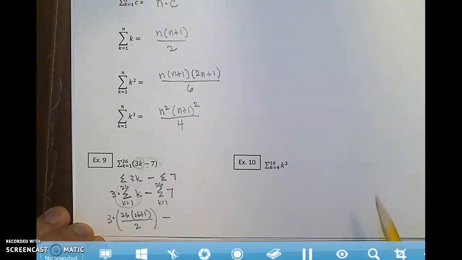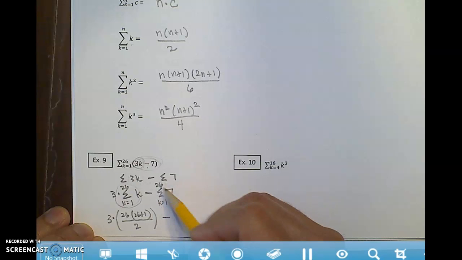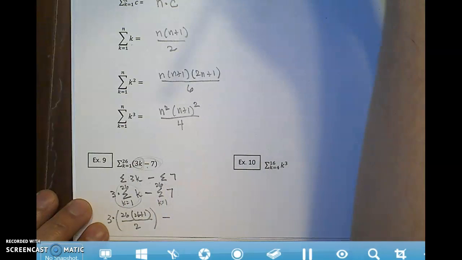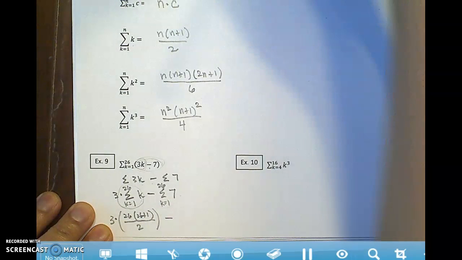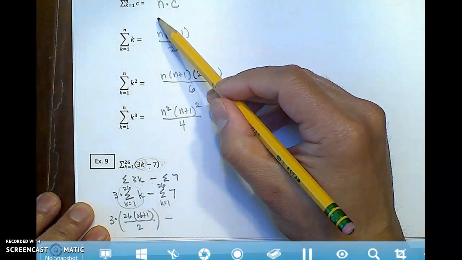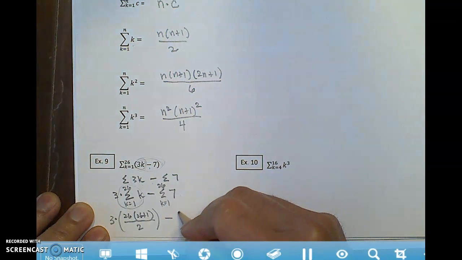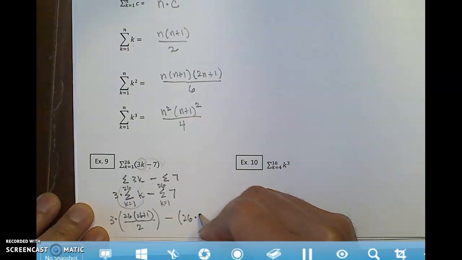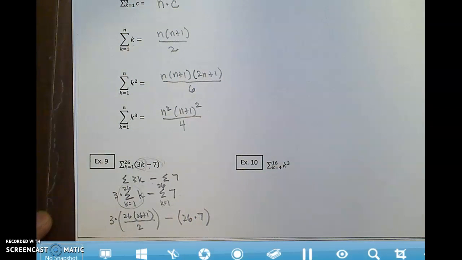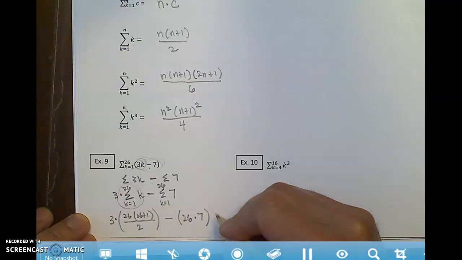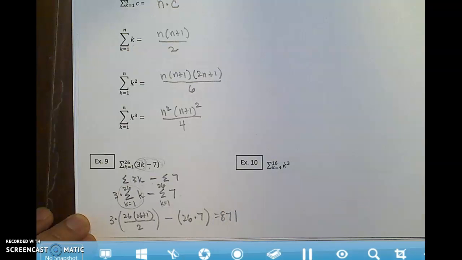Then I'm going to subtract. So here we're taking a summation of a constant. Again, the summation of a constant, as you see up here, is just n times that constant. So n is 26, so it's going to be 26 times that constant. Okay, so we plug that all into our calculator. To find these individual products, or just type it all at once. And when you do that, you should get 871 for an answer.